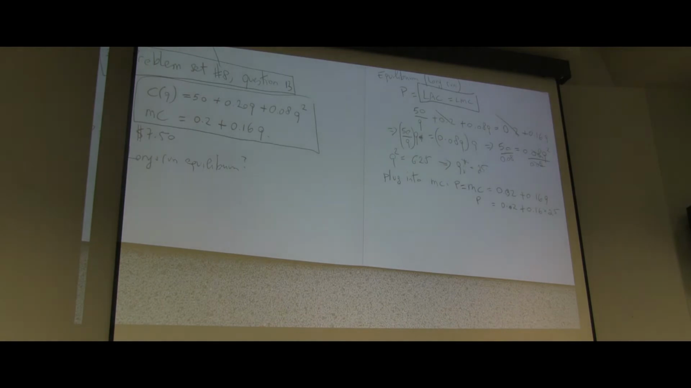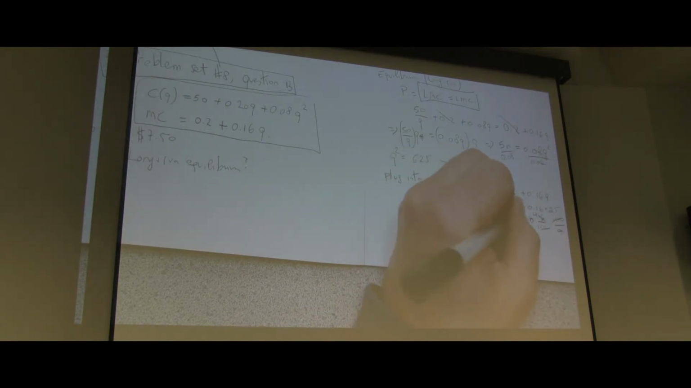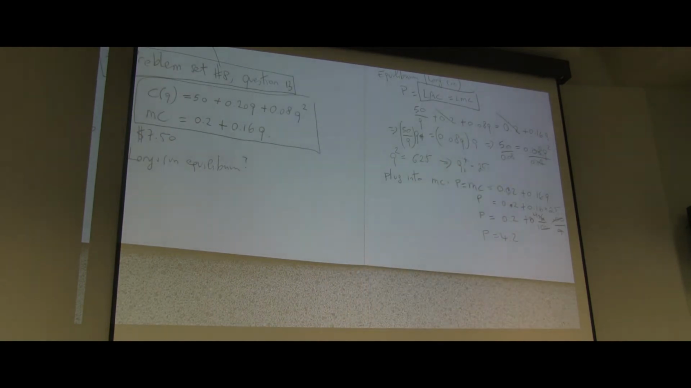Plus 0.16 times 25. 25, what is it, 100 divided by 4. So this is 0.16, that's 16 divided by 100 times 100 divided by 4. That looks like it's 4, right? So price is equal to 0.2 plus 4. 4.2? Did I do this right?